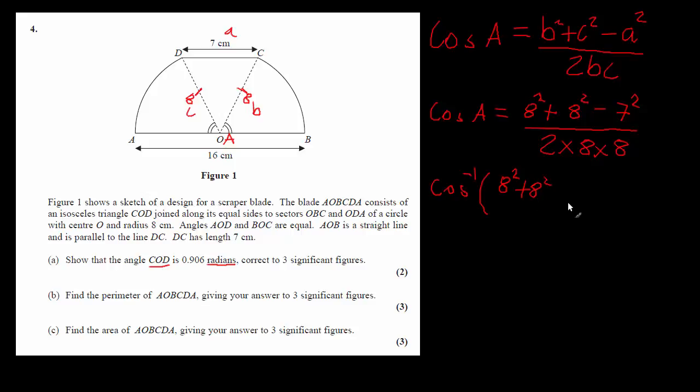So just type in that into your calculators, as I said earlier, make sure you are in radians, otherwise you're going to get the wrong answer. And if you type that into your calculator, you will get 0.906, correct to 3 decimal places. So we have done part A.